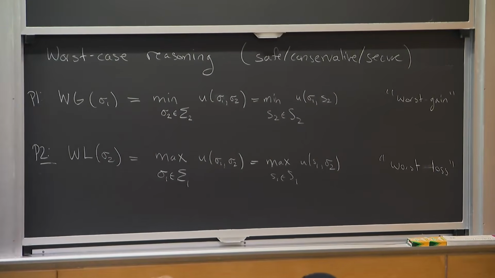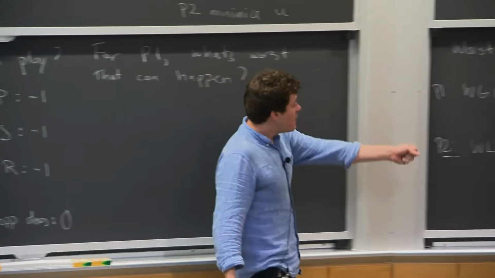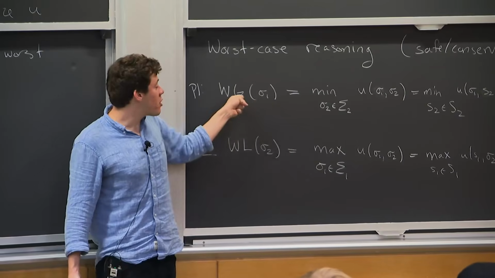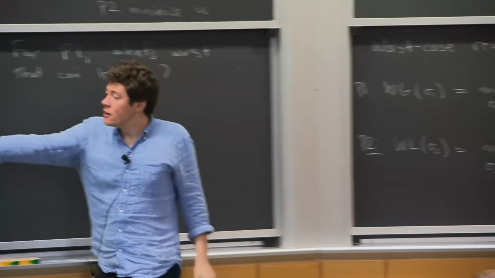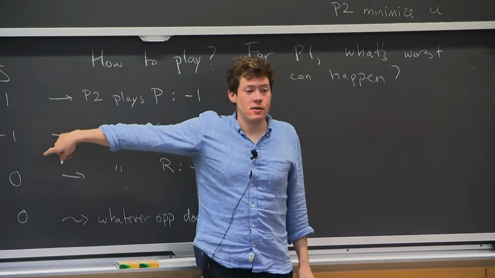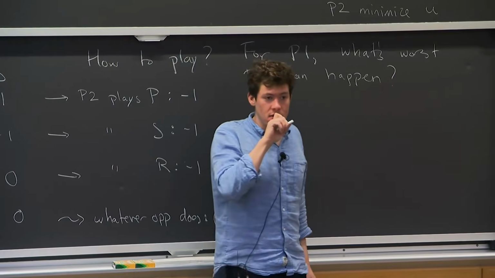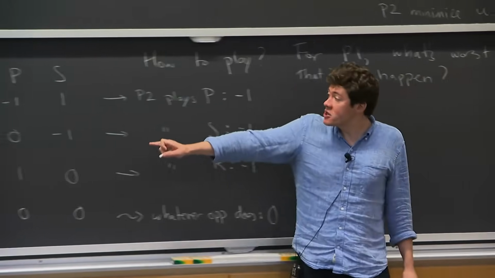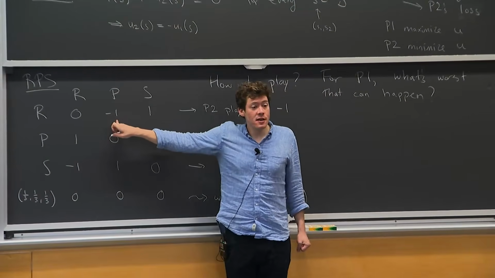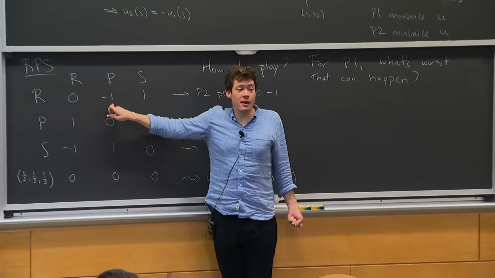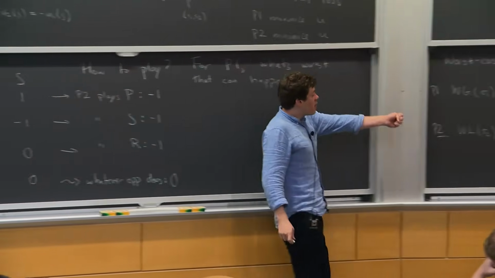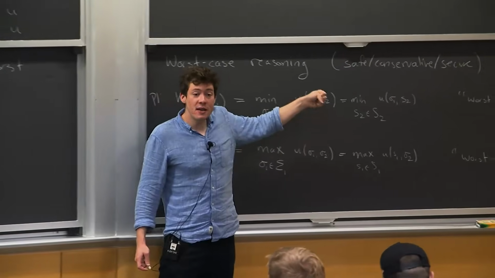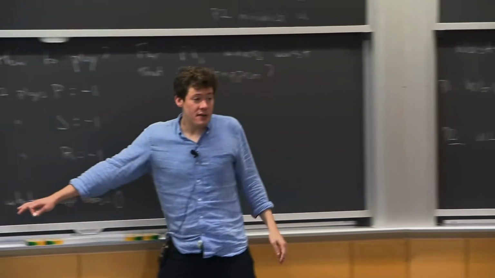So just to check our understanding, if we went back to this example, if I'm player 1, if I played sigma 1 equals R, what would be my worst gain from R in this game over here? It would be -1, right? Because if I play R, the worst thing that can happen is my opponent plays paper, and then I lose, and I get a payoff of -1. On the other hand, the worst gain from the mixed strategy, a third, a third, a third, is going to be 0. That's what we showed down here.